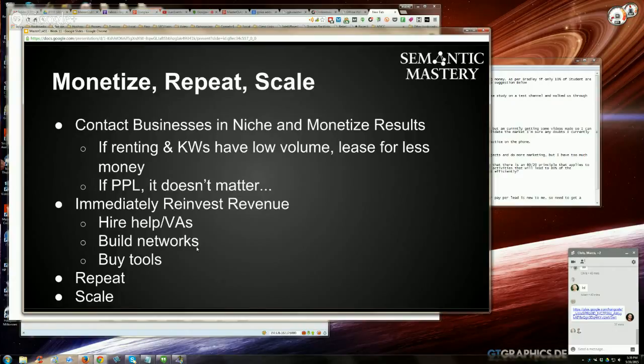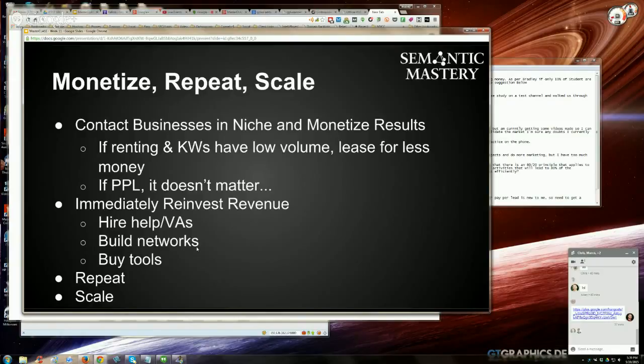Go after easy stuff. Once you've found it and identified it, you repeat. Do it again. Do it again in the next town over, and the next town over, and just keep scaling out. Boom, boom, boom. And start reinvesting your money back into your business to immediately help you get in a position where you can scale.